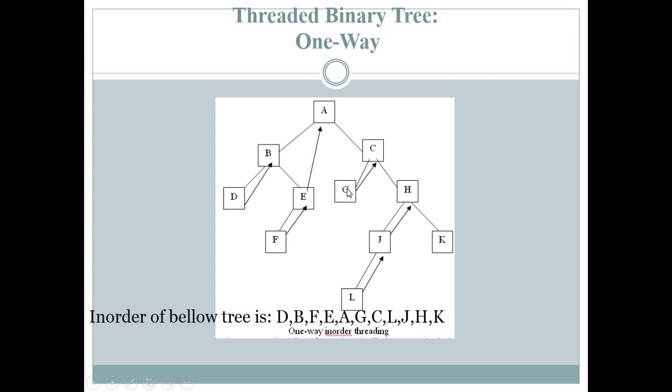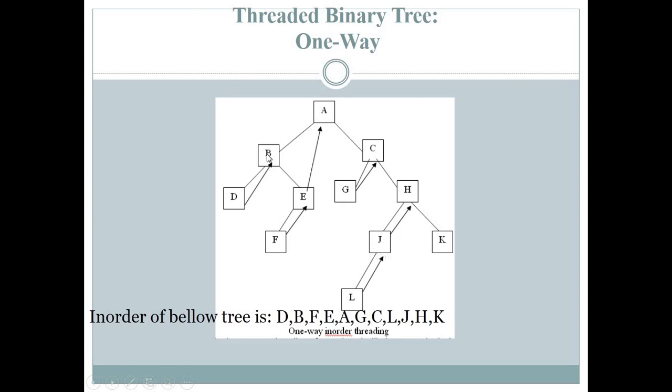Same as we can find for G. After G we will have C, so G will point to the C node. After J it is H, so J will point to the H node. After L there is J, so L will point to the J in the traversal.